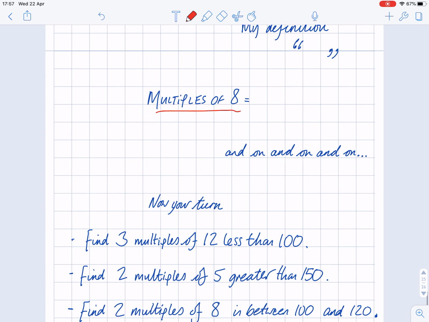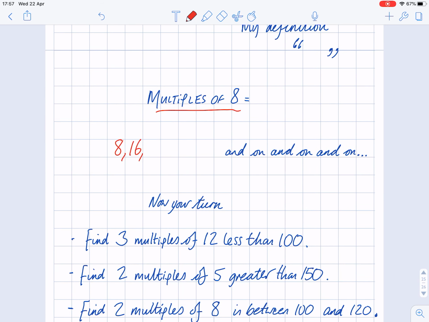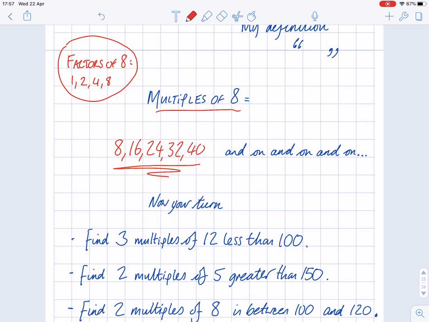So the multiples of 8 would be 8, 16, 24, 32, 40, and on and on. Multiples go on forever. If we think of the factors of 8, there's a finite number, and they are 1, 2, 4, and 8. However many times you do that, you'll always end up with the same 4 factors for 8. The multiples, there's an infinite amount, because in theory you could count up in 8s forever, couldn't you? So multiples, infinite amount, factors are fixed.